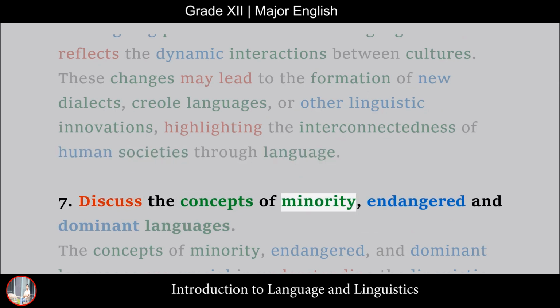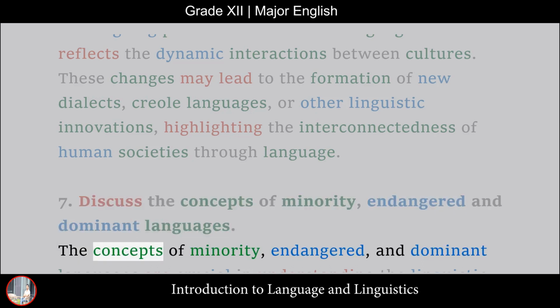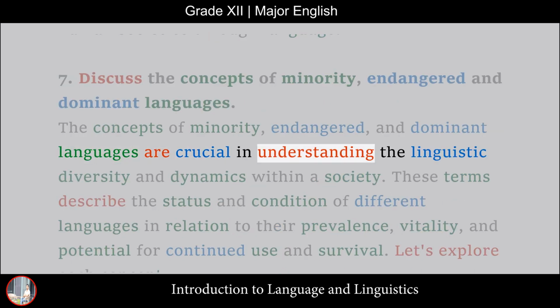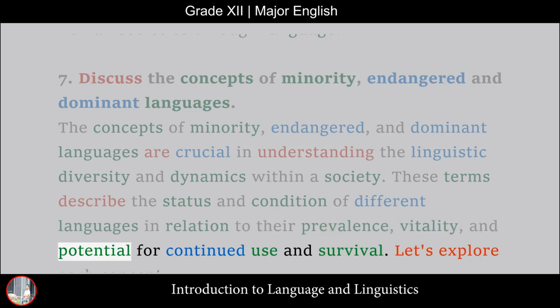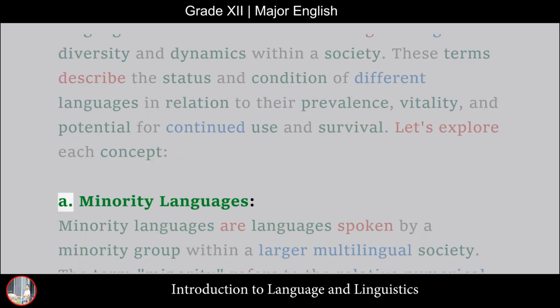7. Discuss the concepts of minority, endangered and dominant languages. The concepts of minority, endangered, and dominant languages are crucial in understanding the linguistic diversity and dynamics within a society. These terms describe the status and condition of different languages in relation to their prevalence, vitality, and potential for continued use and survival. Let's explore each concept. Minority languages.